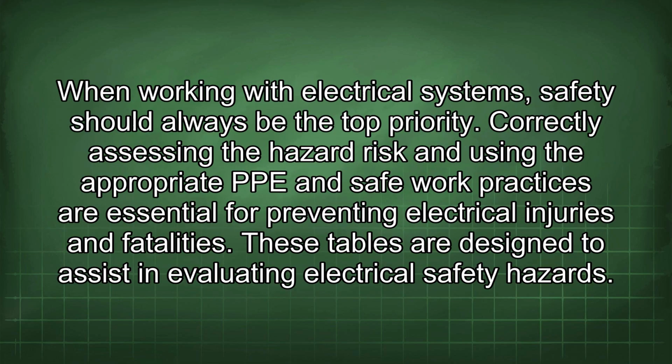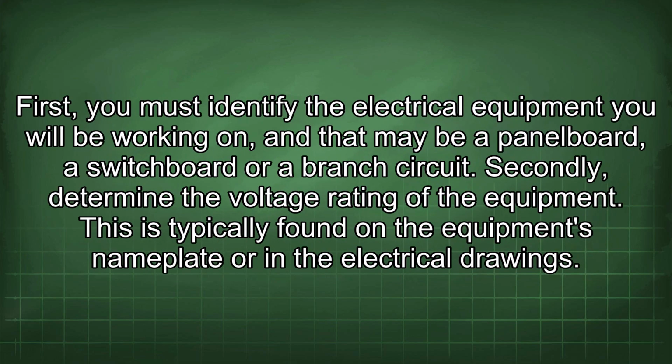When working with electrical systems, safety should always be the top priority. Correctly assessing the hazard risk and using the appropriate PPE and safe work practices are essential for preventing electrical injuries and fatalities. These tables are designed to assist in evaluating electrical safety hazards. First, you must identify the electrical equipment you will be working on, and that may be a panel board, a switchboard, or a branch circuit.